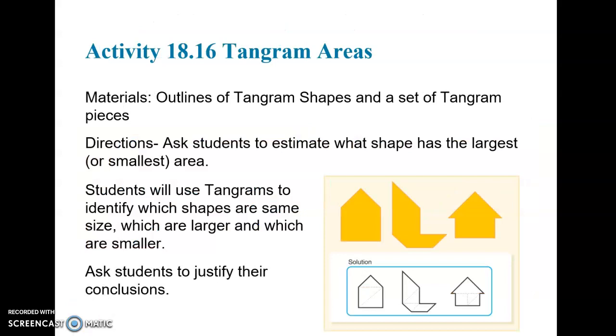18.16 on page 475, transgram areas. Give students outlines of a transgram shape. As shown in the figure below, you can ask students or groups to estimate which shape has the largest or smallest area. Then let students use transgrams to decide which shapes are the same size, what's larger, and what's smaller. Make sure they justify their conclusions.